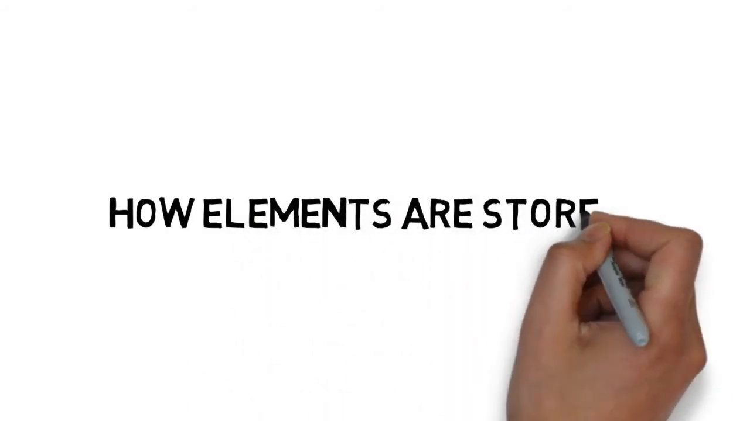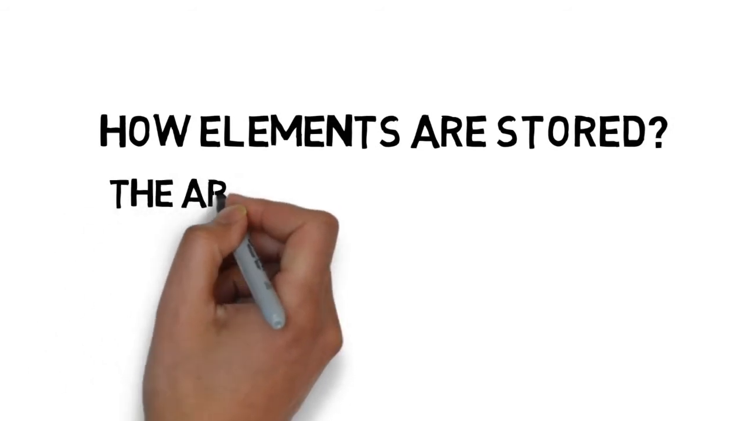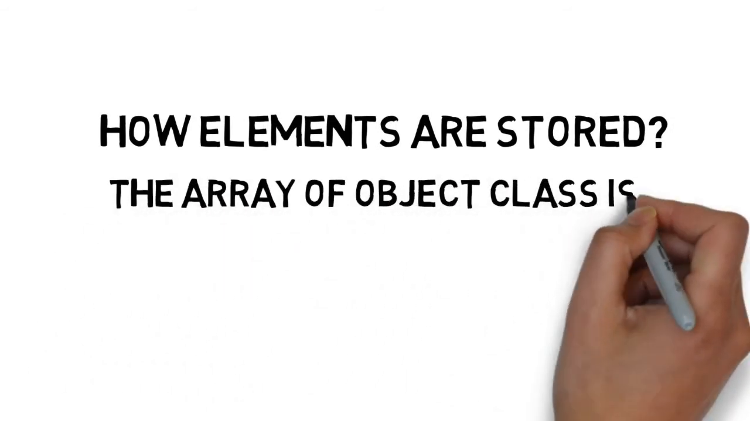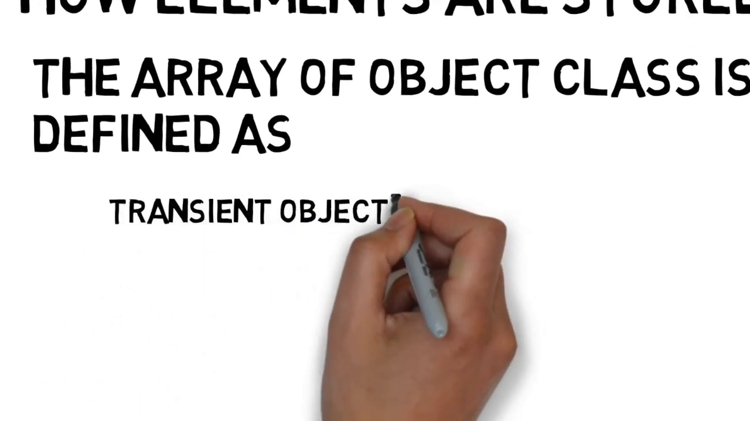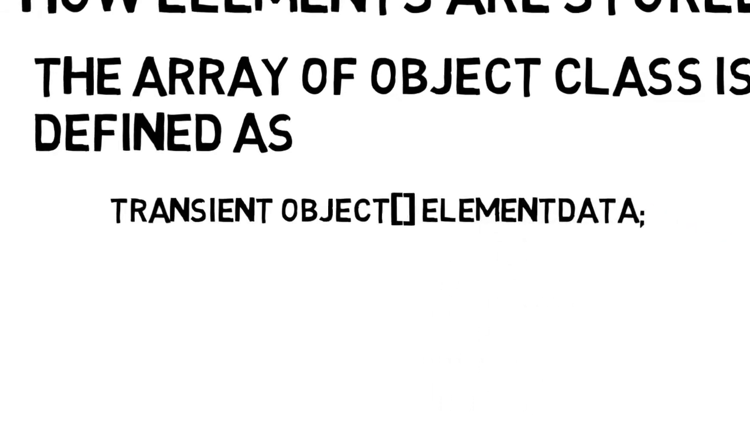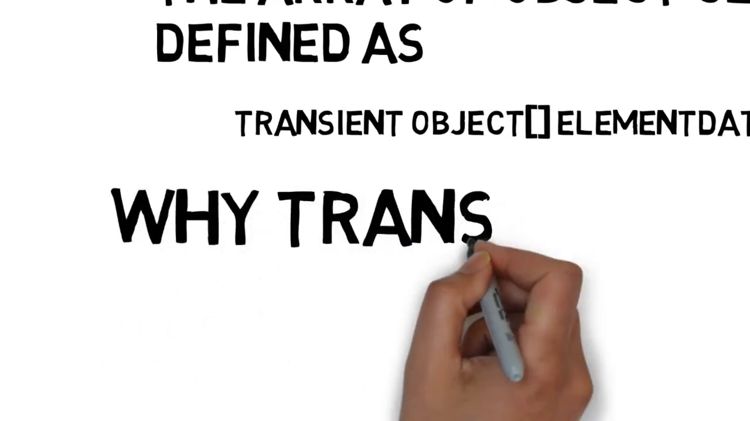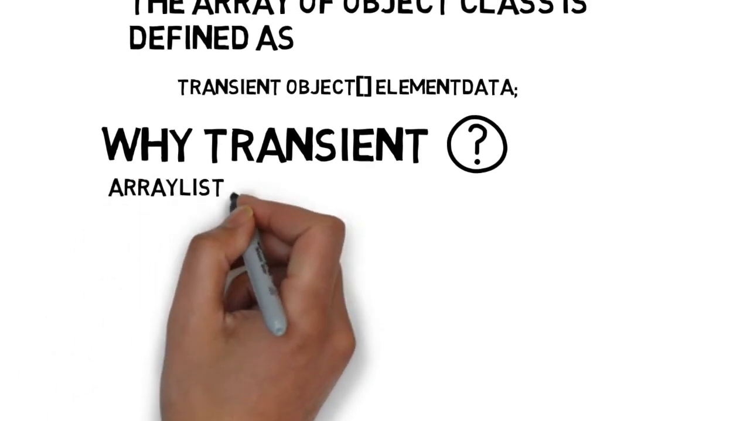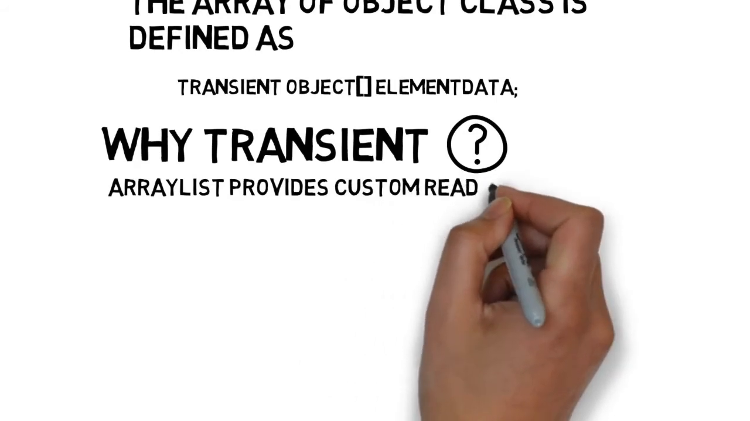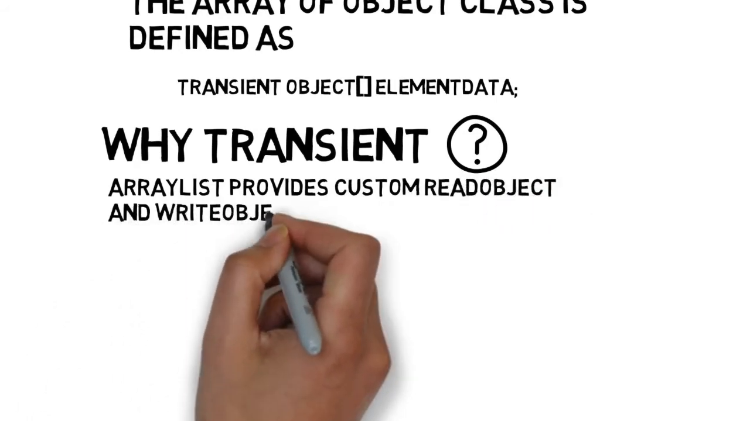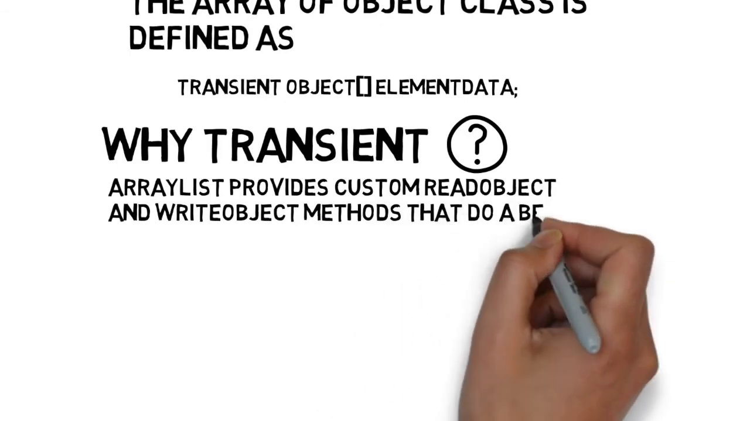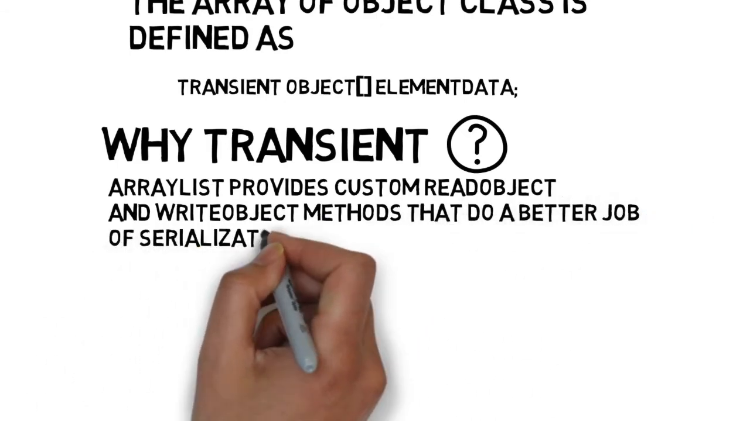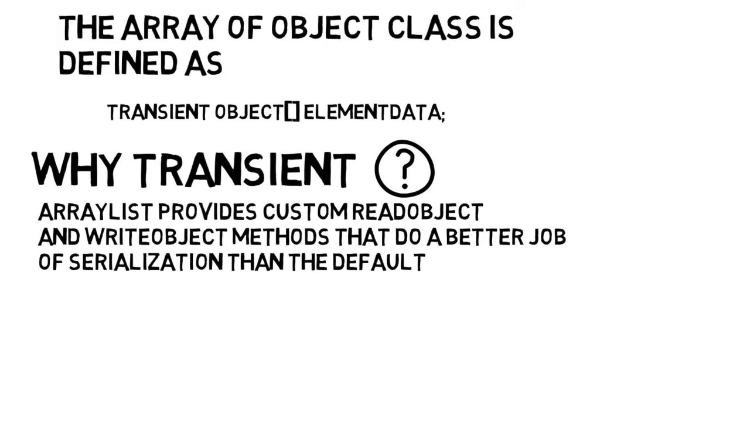Let us understand how elements are stored. The array of Object class is defined as transient Object[] elementData. Now you must be wondering why transient? ArrayList provides custom readObject and writeObject that do a better job of serialization than the default.